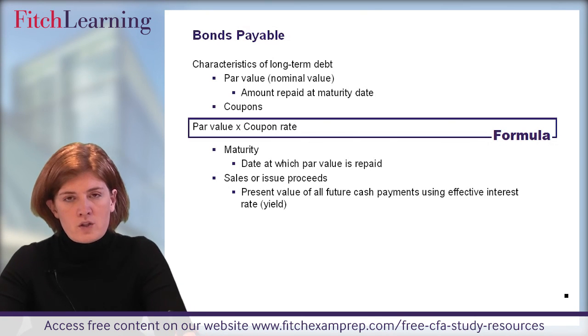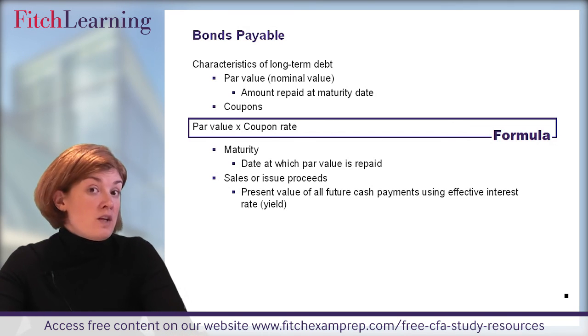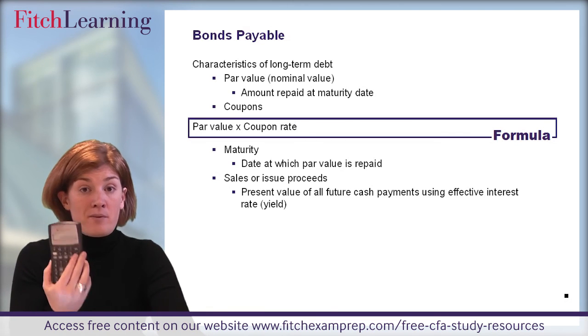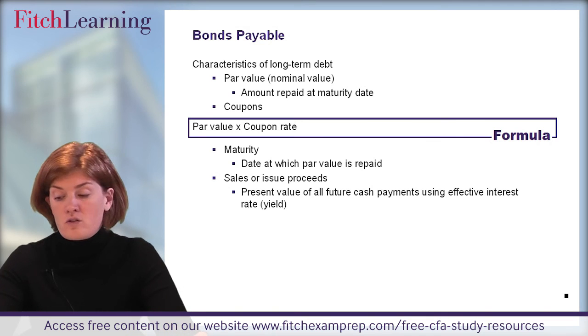The sales or issue proceeds are the present value of all the future cash flow payments, using the effective interest rate or the yield to calculate it. We can calculate the present values on the calculator as we've learned in quant. So we'll go over that. I'll show you some examples.